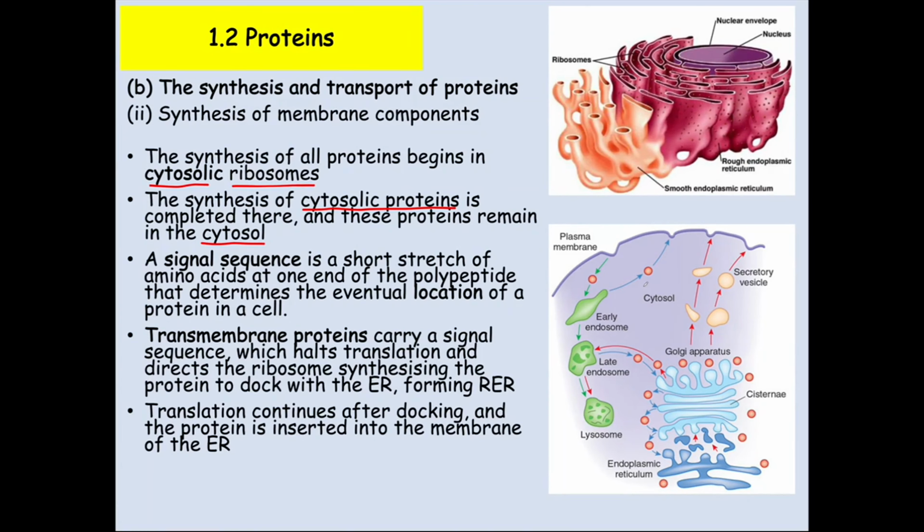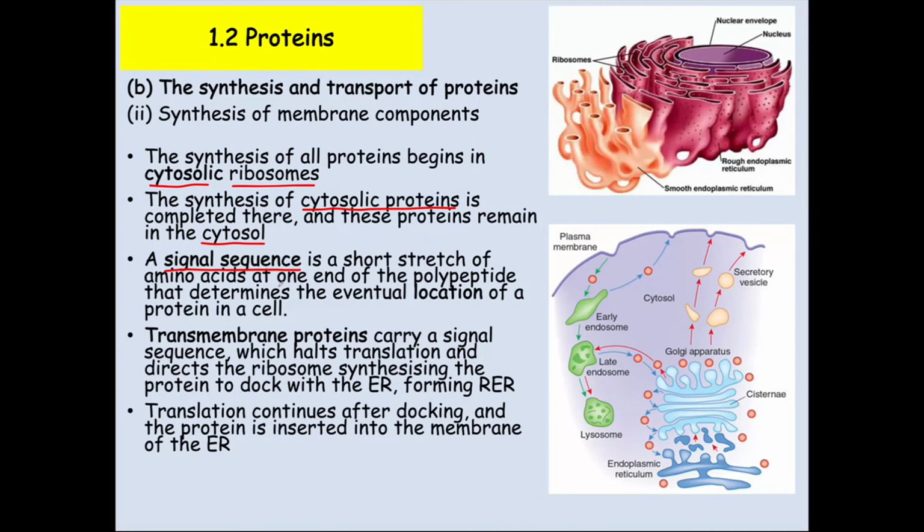So if you're producing a protein that's to remain in the cytosol, the ribosome remains there too, and it completes its job of synthesizing the protein there. However, some of our ribosomes will actually move away from the cytosol after translation has started. Now, what tells the ribosome whether it should complete translation in the cytosol or whether it should complete it somewhere else? Well, there is a short signal sequence. That's a short stretch of amino acids at one end of the polypeptide.